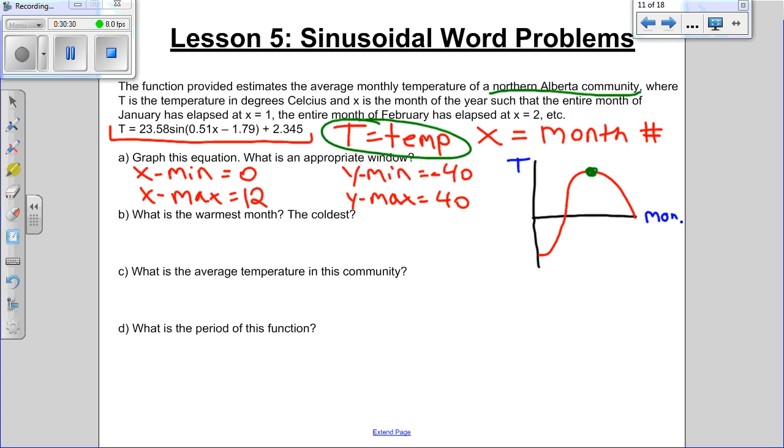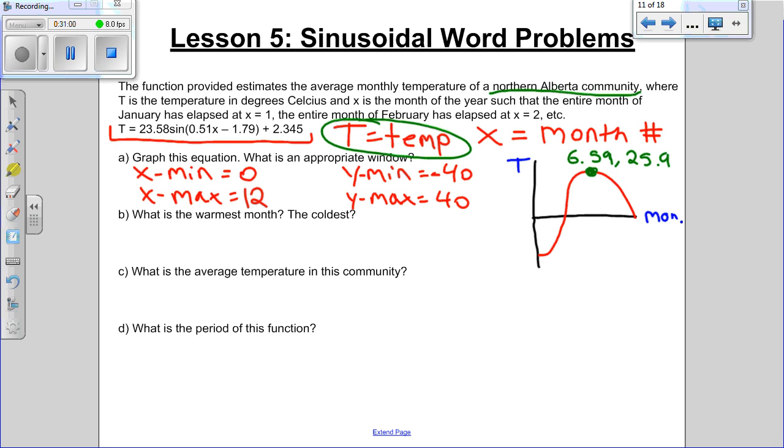6.59, comma, 25. What that means, 6.59 needs to round, first off. So we would say the 7th month would be the warmest month. So January, February, March, April, May, June, July is the warmest month of the year in this city.